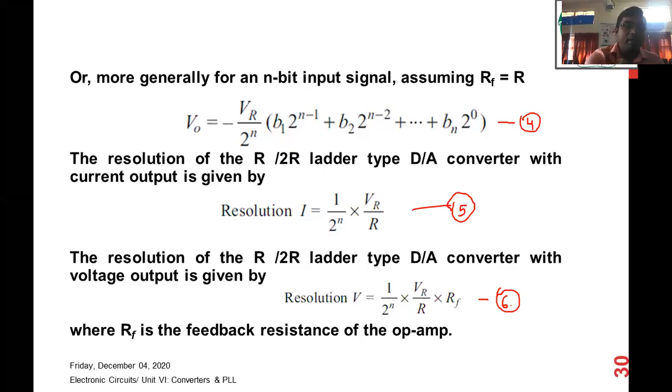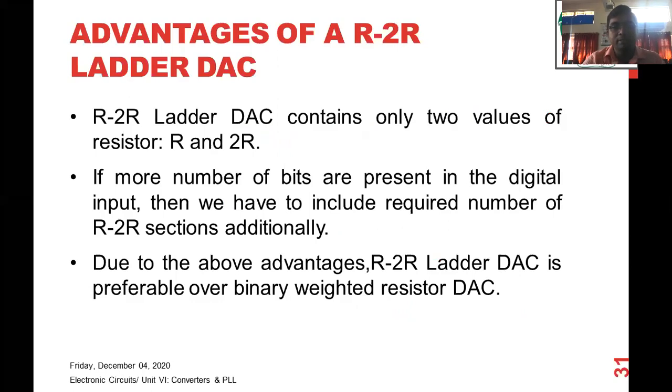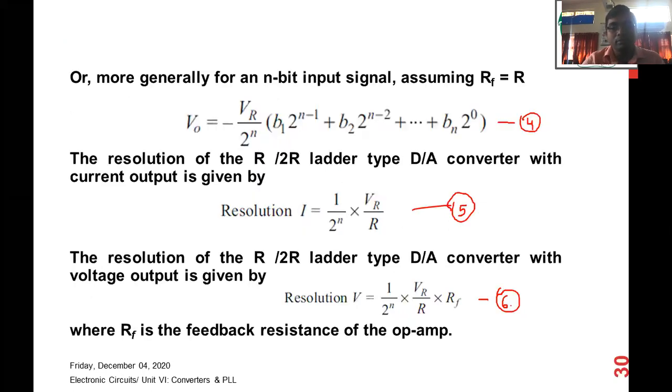So in this way, we have learned two types of D to A converter: the binary weighted resistor D to A converter and the R to R ladder D to A converter. In the next lecture, we will see some specifications of these digital to analog converters, and then start the A to D converter.